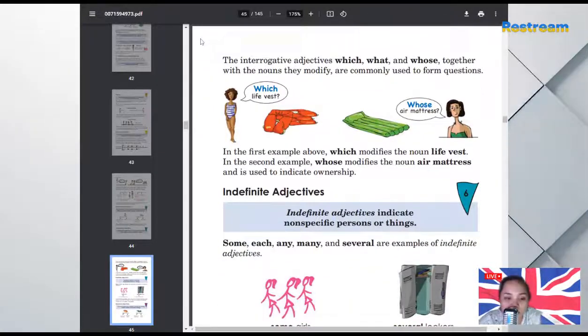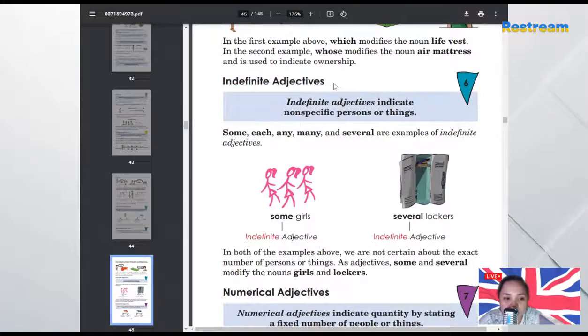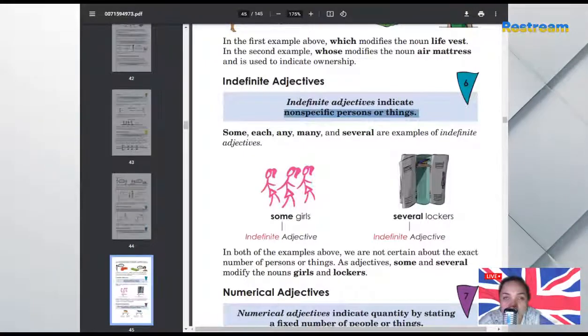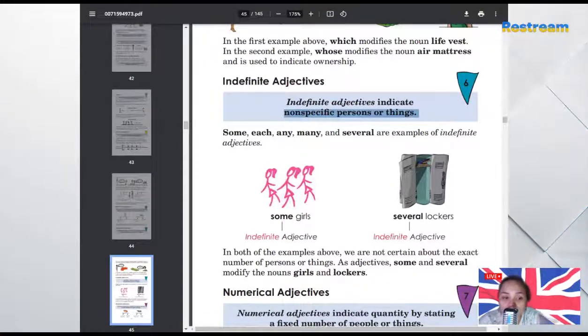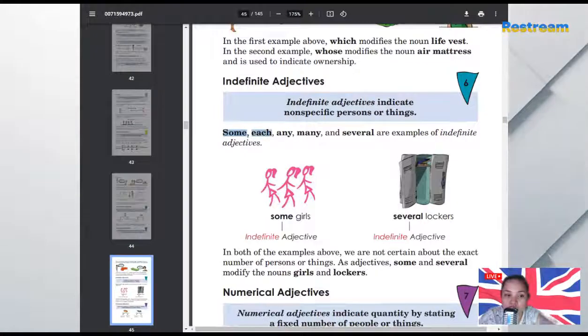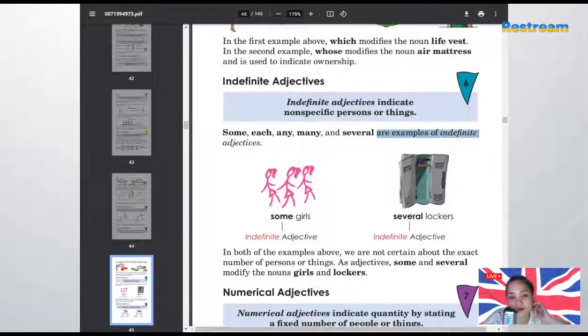Okay, so for the next one, the indefinite adjectives. Indefinite adjectives indicate non-specific persons or things. Because an indefinite is for not specific persons or things, we have here the words some, each, any, many, and several. These are examples of indefinite adjectives.